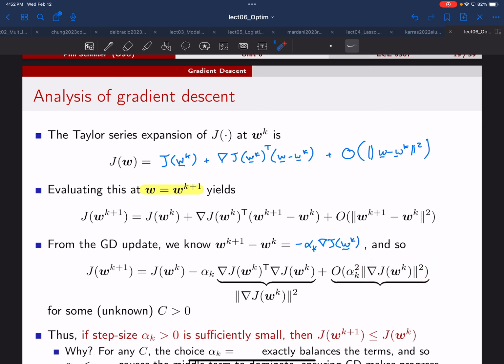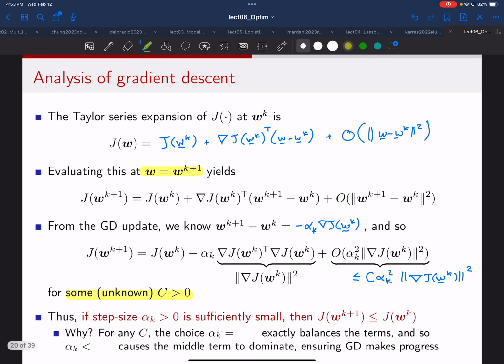Okay, so we need to be a little bit more precise now. This big O term means there exists some constant, which we call capital C, which gives us an upper bound on this term. So we have C times alpha_k squared times this gradient norm. Some unknown capital C. Okay, so is everyone with me so far?